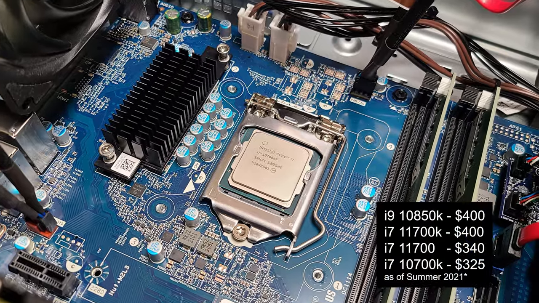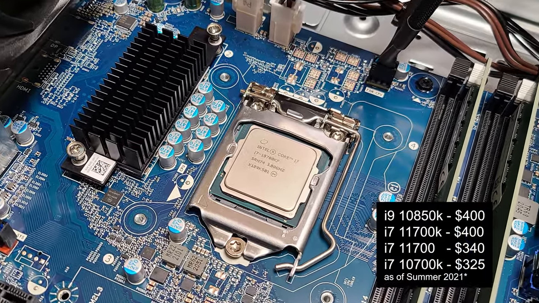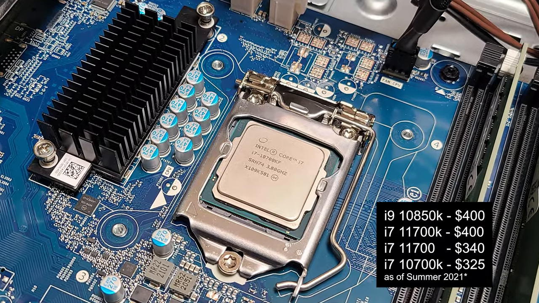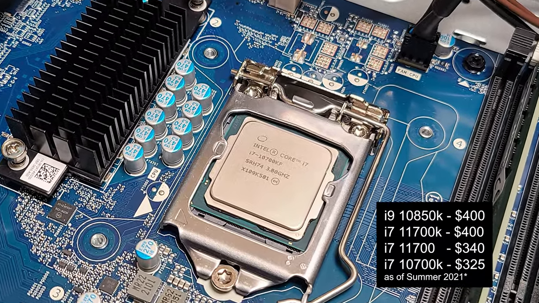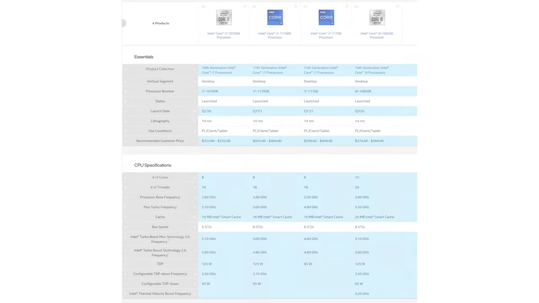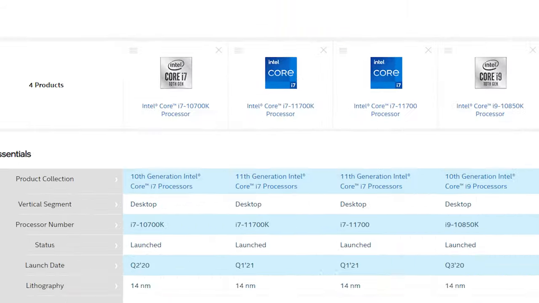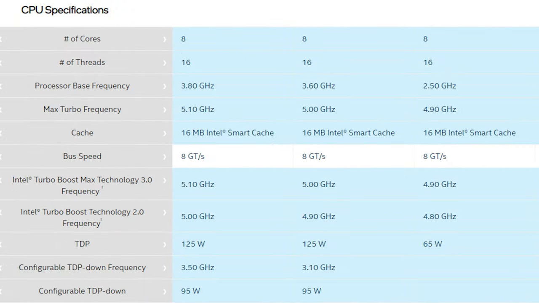Or perhaps should I go with last year's 10700K, which cost only $325, which is actually $15 cheaper than the 11700. Just trying to look at all the numbers and specs available to the average consumer on their website, the 10th gen does look a little bit better because, one, it is overclockable. Number two, it does have a higher clock speed when it's turbo boosted. And number three, it has the same amount of cores, 8, as the 11th gen.